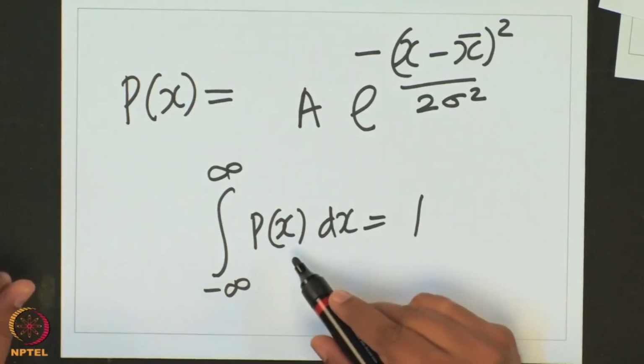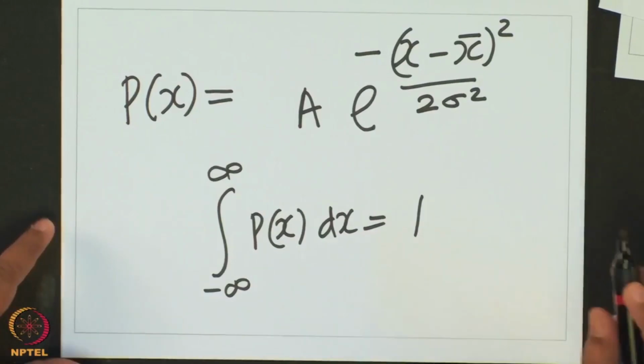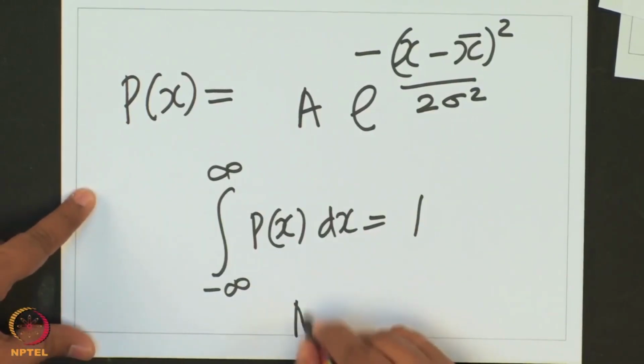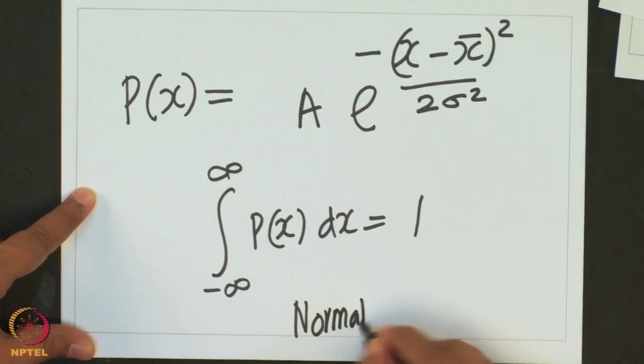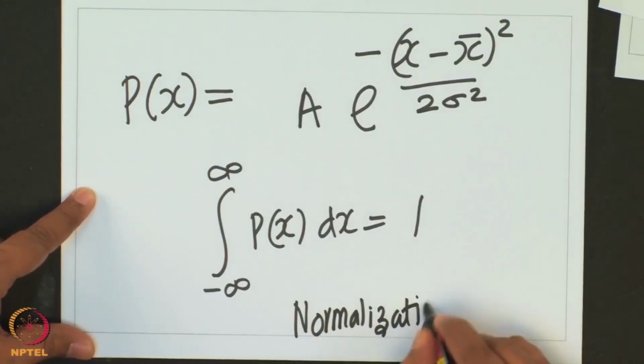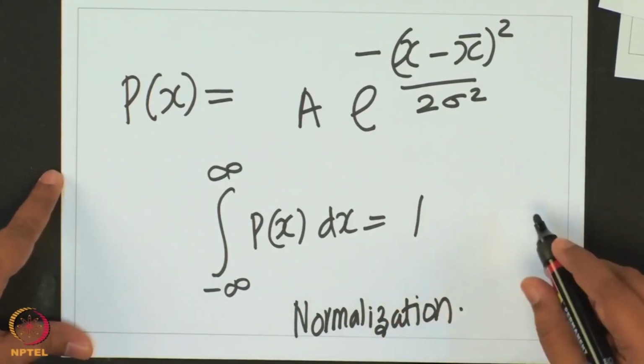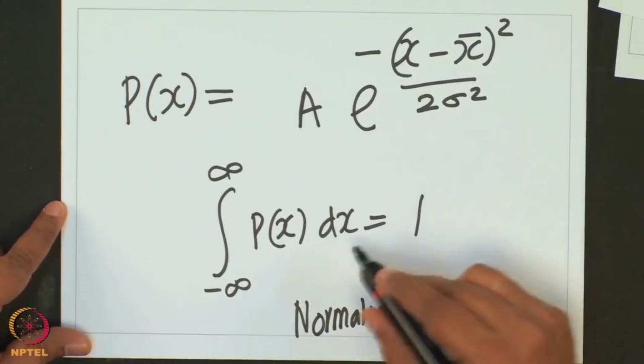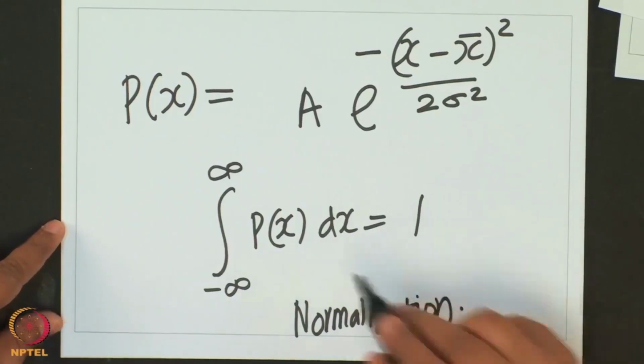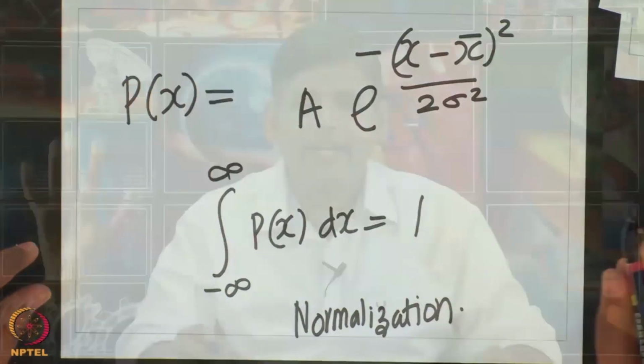Now what does this integral of p of x dx equal to 1 actually mean? It is normalization, as we use in every probability distribution, which says that essentially the total probability is 1. So what does p of x mean? P of x means the probability to have a value around x, between x and x plus dx. So the total probability to get any value between minus infinity to infinity is essentially 1.